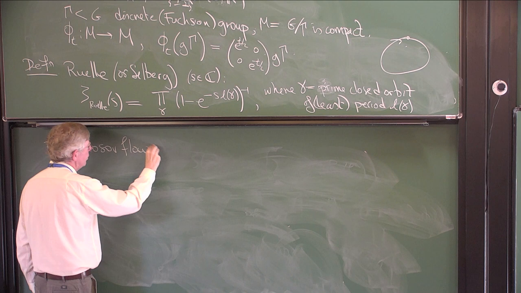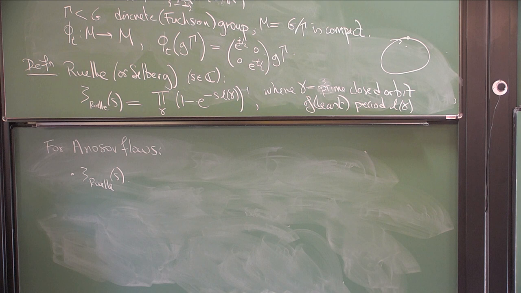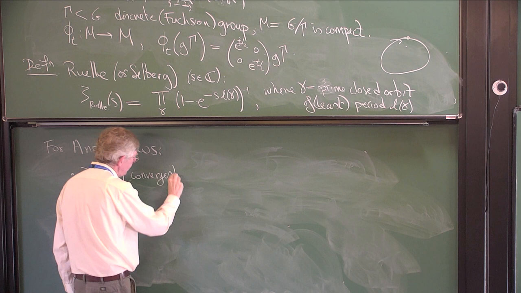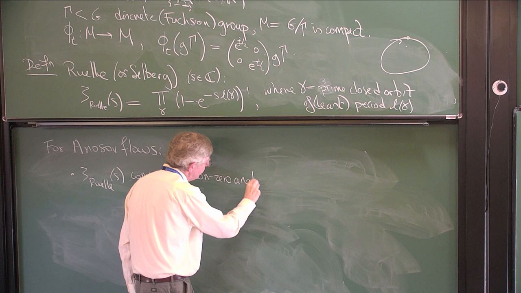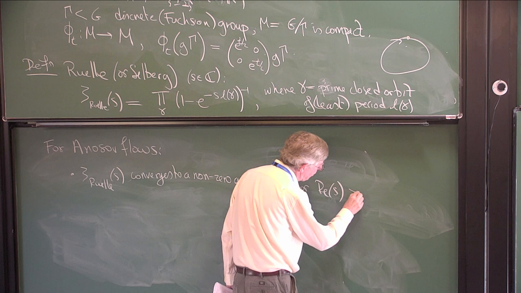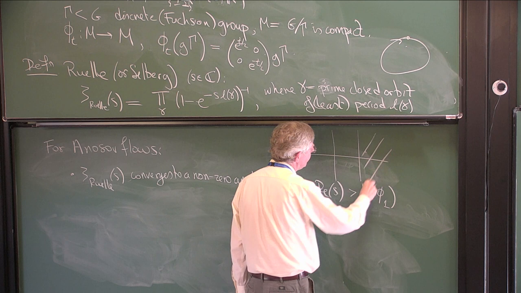First of all, zeta Ruelle of s. I was thinking of abbreviating to zeta rho, but somehow rho sounded like a bad one. So this is going to be, as defined above, when it converges, a non-zero analytic function for, well, it's in a half plane, so the real part of s bigger than something. And in this case, it's going to be the entropy of the flow, which means the entropy of the flow. So if I were to draw a picture, it converges on some half plane over here. Here's zero. Here is h phi. So it converges.